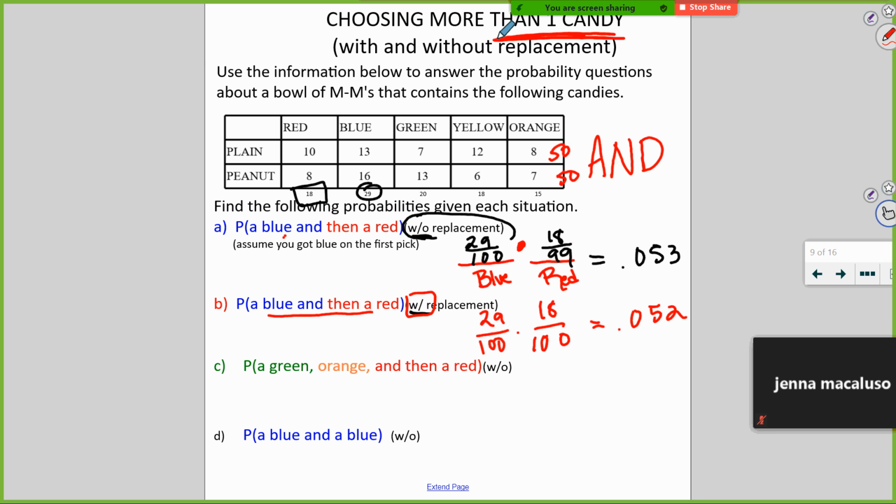All right, so try C. First, I want a green M&M. That wants to be my first one. My second one, you want as an orange M&M. The third one, I want as a red M&M. All right, so try that one, please. Without replacement. We're not putting it back in the bowl. We're eating it.